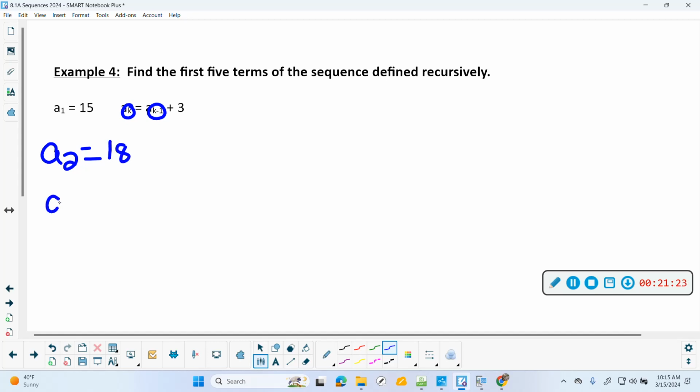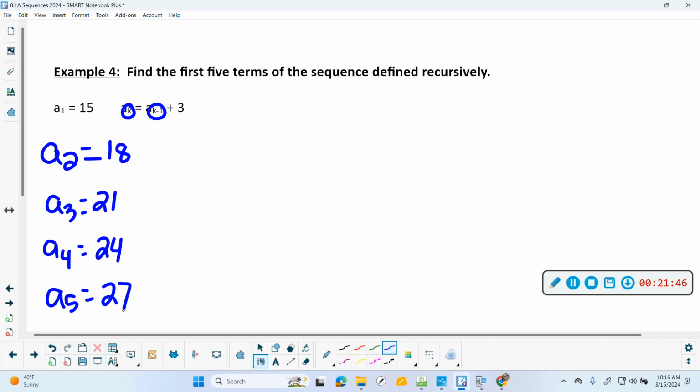Okay. To get my next term, it's the previous one plus 3, 21. To get my fourth term, it's the previous plus 3. And the last term that we need, they want 5, 27. That wasn't so bad, okay? At least I hope it wasn't so bad.